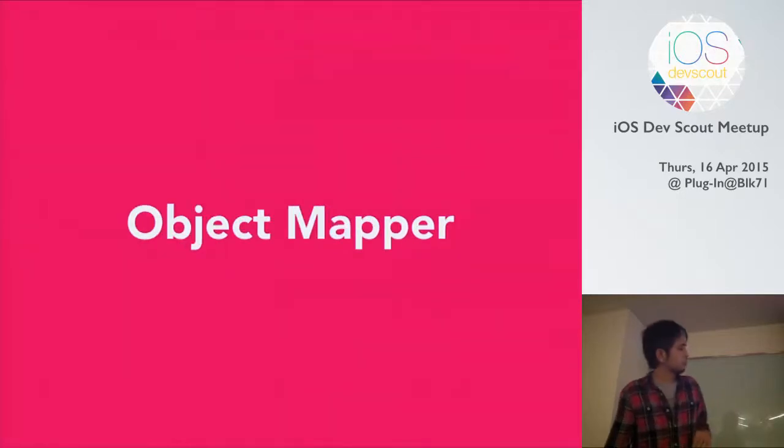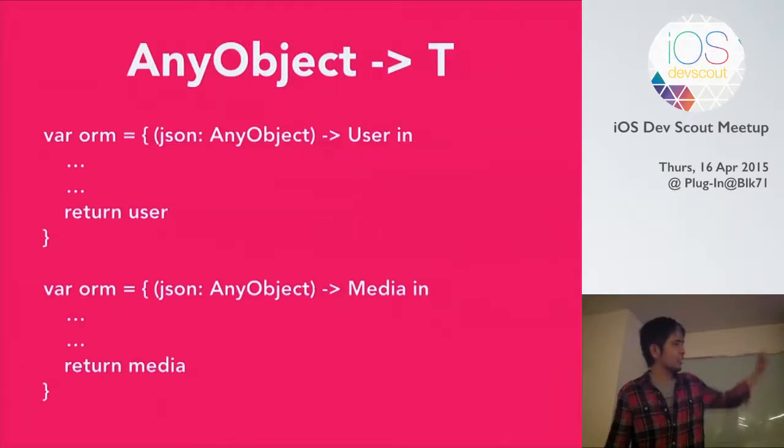Also, I need to make an object mapper to convert from JSON to objects. As JSON is an any object after serializing data, and the return value should be what I want, like a list or array of anything, like movies or something, it can be generics. The return value can be generic. So the interface can be like this: get any object and return something, return T.